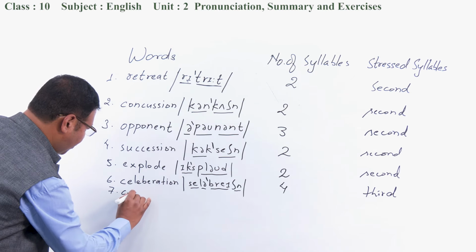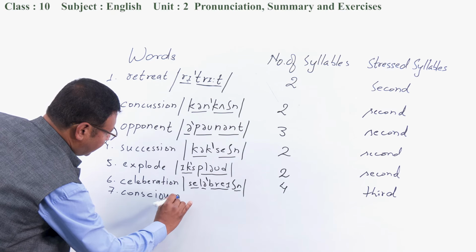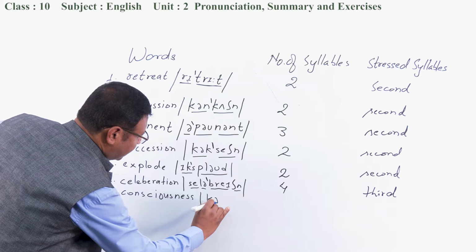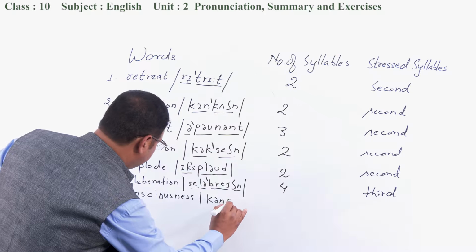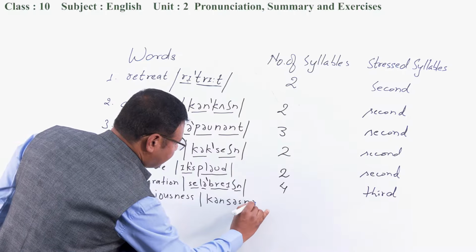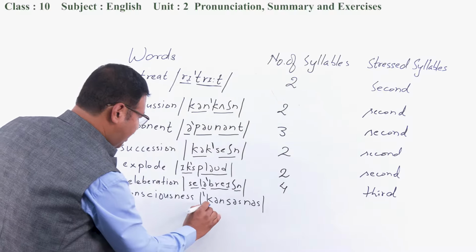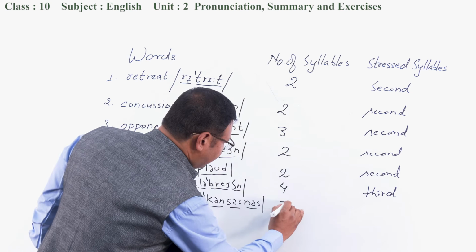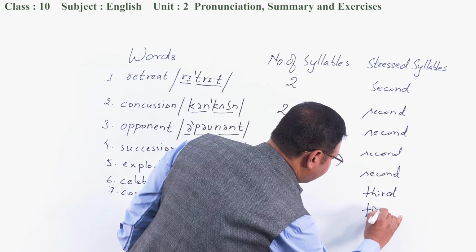And then consciousness, C-O-N-S-C-I-O-U-S-N-E-S-S. Then consciousness. All right. So this is the first syllable, consciousness. So we have three syllables here, and the stress lies in the first one.